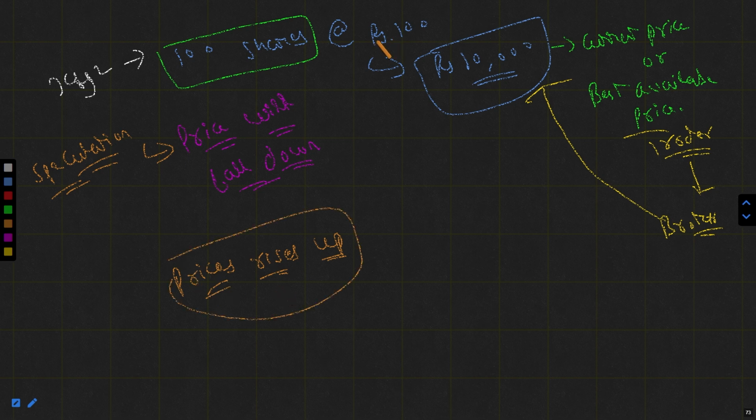Okay, it means that the price for 100 shares was rupees 100. Now the price becomes 100 shares at rupees 120. Total valuation will be 12,000. Okay, so that's how the prices could rise up, although the speculation was for the fall down.